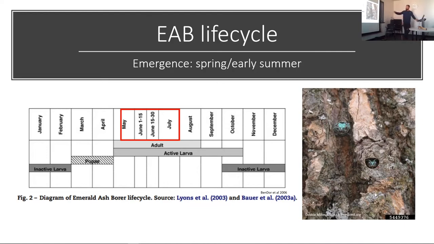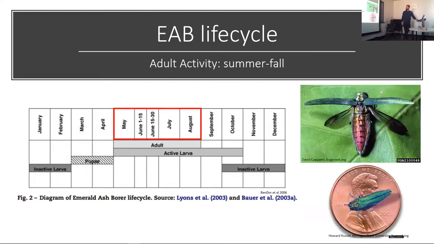And so that's the adult life cycle. They'll be active pretty much May through August. The key takeaway is maturation feeding, and the leaves have to be on the ash trees for them to emerge and survive. They have to have that period of maturation.